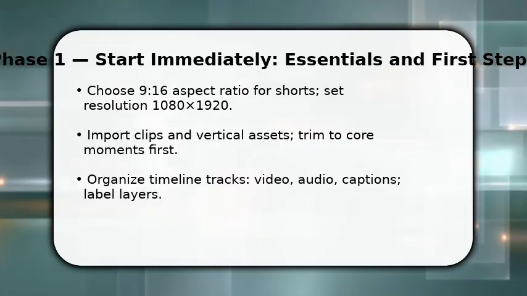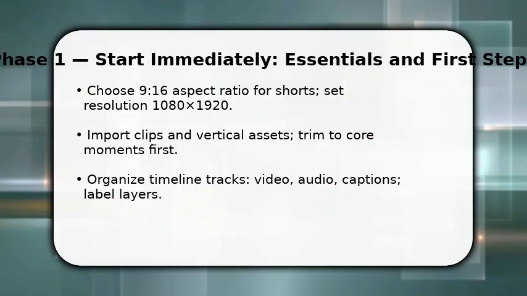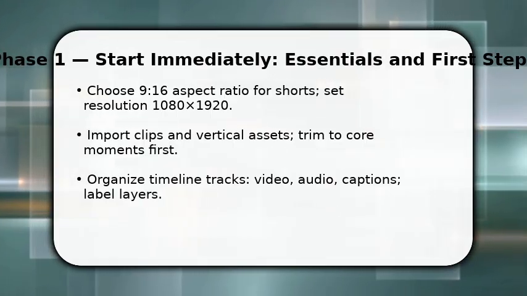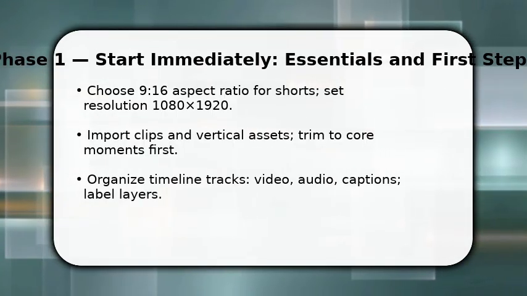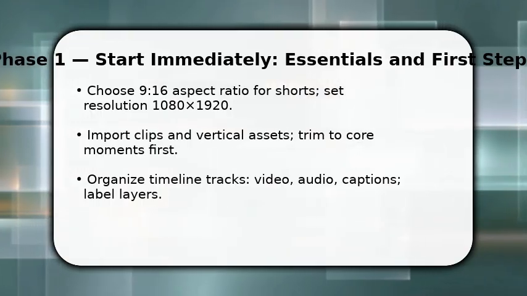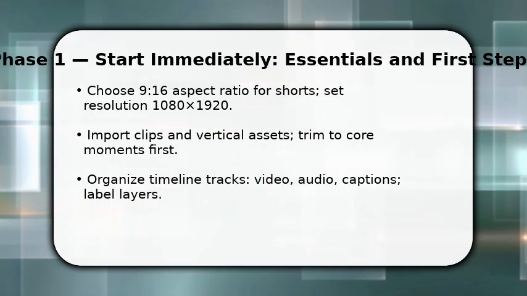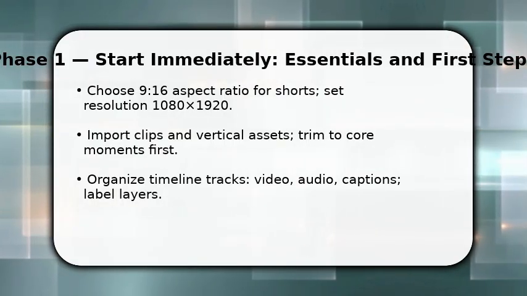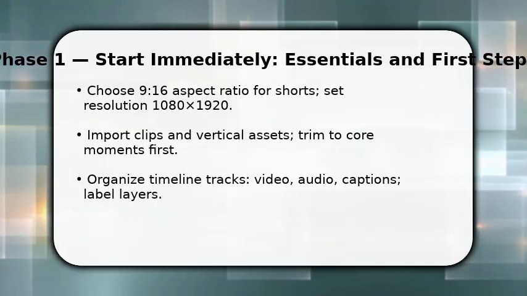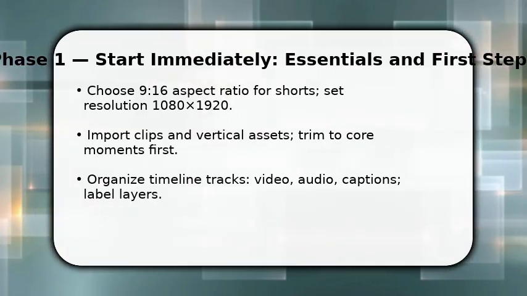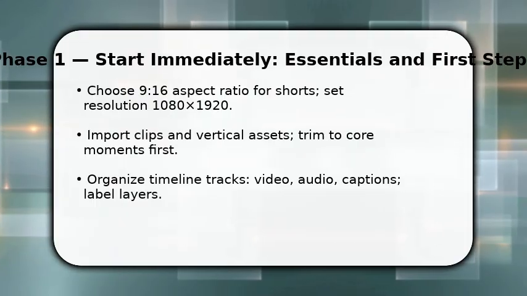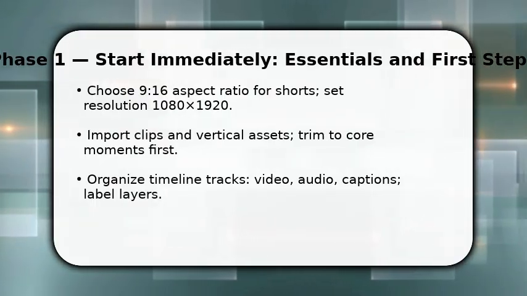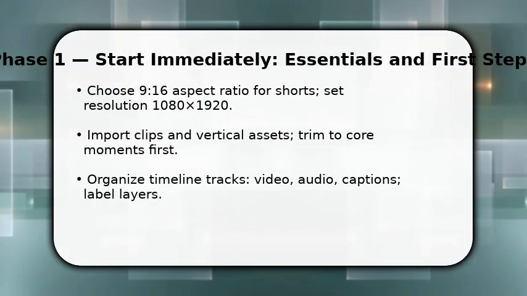You begin by creating a new project and selecting 9:16. That ensures your short fits mobile feeds. Import your best vertical clips and stills, then drag them to the timeline so you can see pacing. Once done, make sure to set the project resolution to 1080 x 1920 and create separate tracks for music, voice, and captions. This prevents accidental overwrites and speeds up edits.